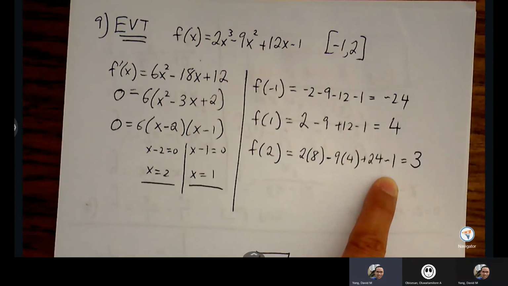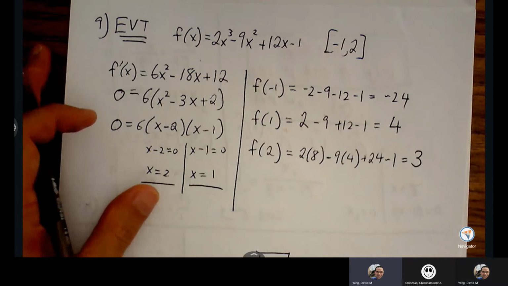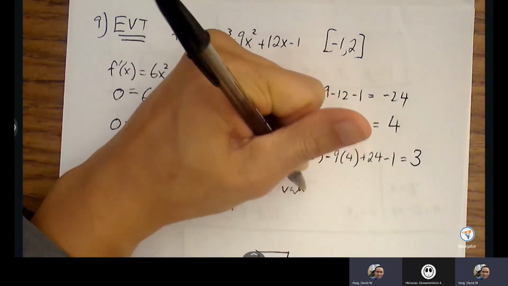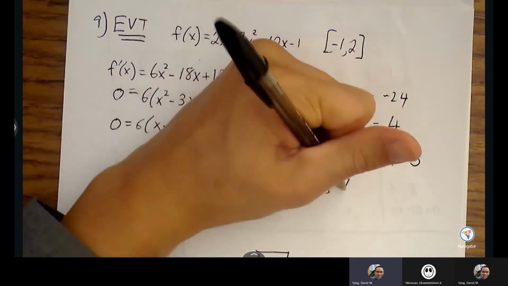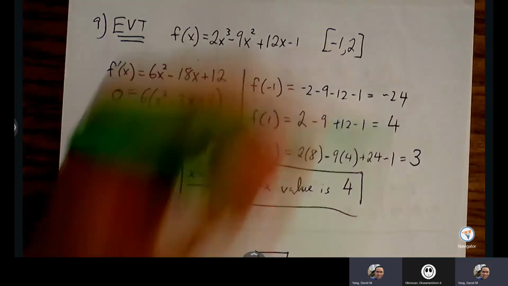Okay. So it's asking for the maximum value. So the max value is the y value. Right. Highest y value that we see is 4.